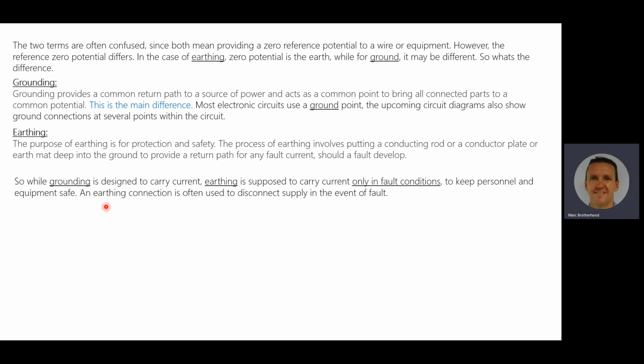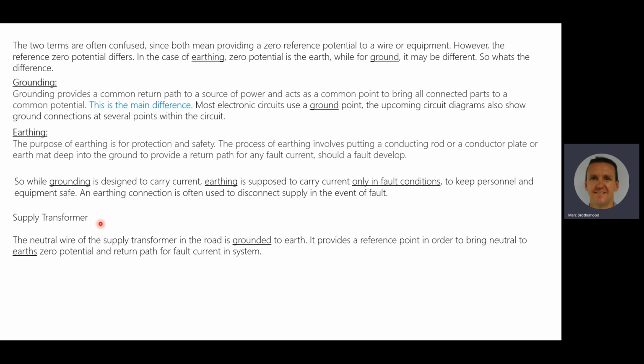So while grounding is designed to carry current, earthing is supposed to carry current only in fault conditions, and that is to keep personnel and equipment safe. An earthing connection is also often used to disconnect a supply in the event of a fault. So that's a key thing. Grounding pretty much carries circulating current all the time, whereas earthing is only supposed to carry current in the event of fault conditions.